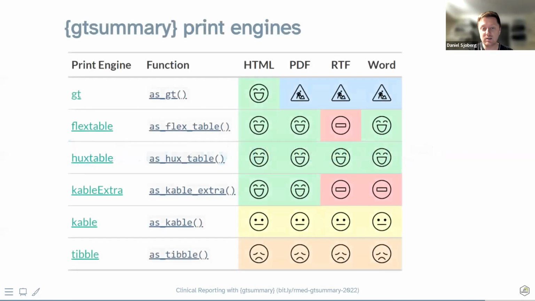Print engine. So I did touch on this a bit earlier. So gtsummary was written for the GT package. Their tables are gorgeous. I love it. If you don't know Rich Iannone, he maintains and wrote the package GT. He works for RStudio/Posit. He is an amazing programmer and developer. And I just love everything about it.